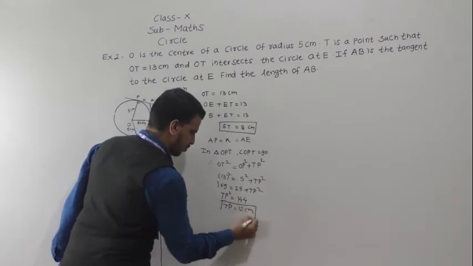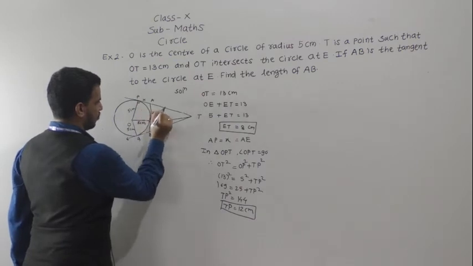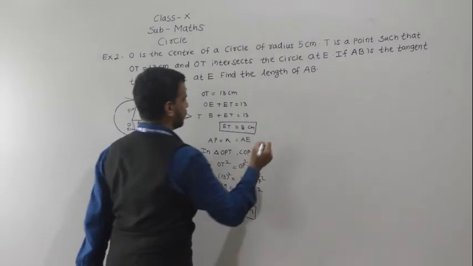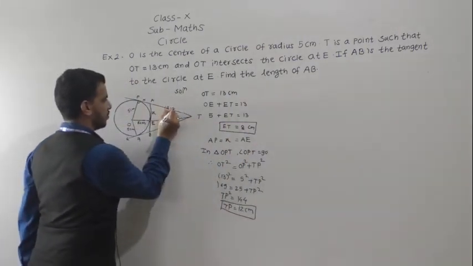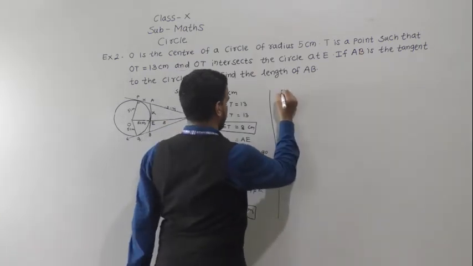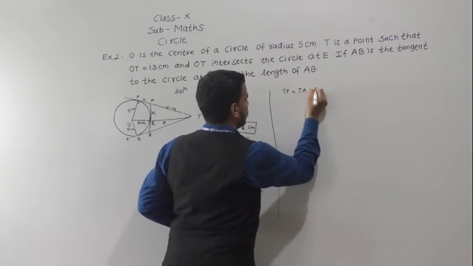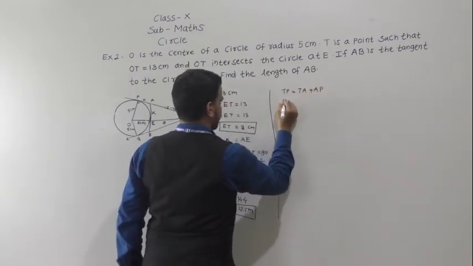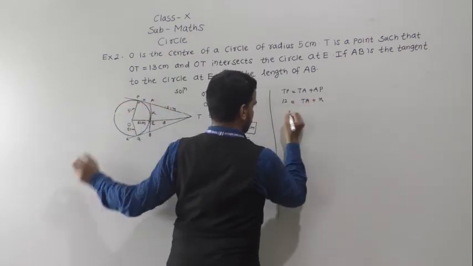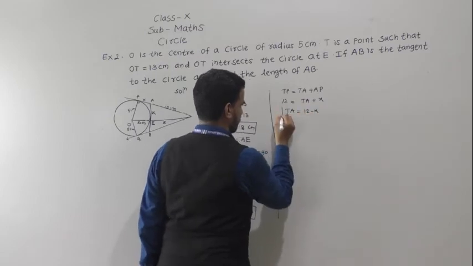Now TP is equal to 12 cm, total TP is 12. So the value of AT we will get 12 minus x. So this AT is 12 minus x. Here first we have to find AT, that is TP is equal to TA plus AP, and TP is 12, AP is x, so the value of TA is equal to 12 minus x.